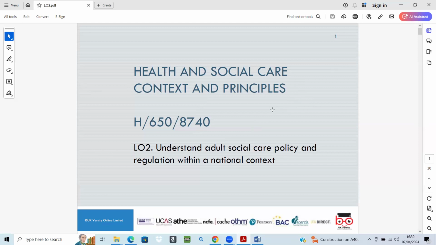Yesterday we discussed learning outcome 1, and today we discuss learning outcome 2, which we call LO2. This is to understand adult social care policy and regulation within a national context. So we are in the United Kingdom, and we discuss the national context of the United Kingdom. Maybe some of the students are from abroad, but because this course is regulated and the degree or certificate is awarded in the United Kingdom, we look for the United Kingdom perspective.